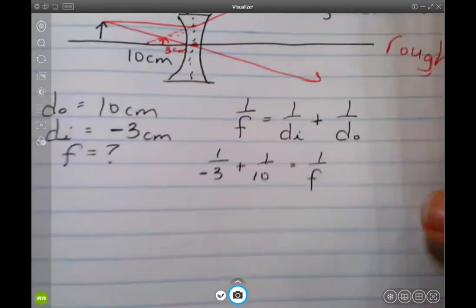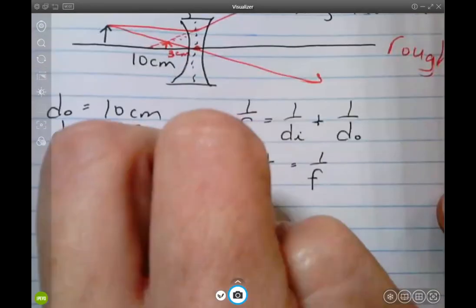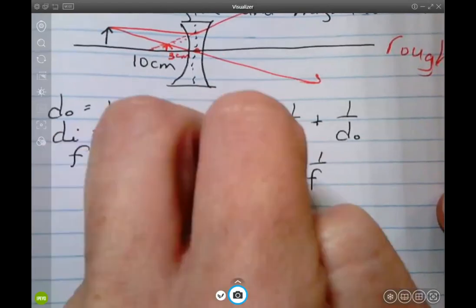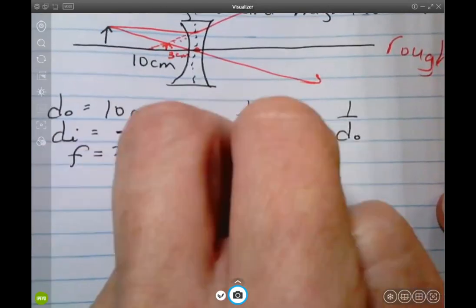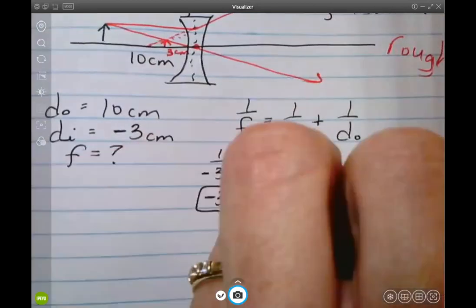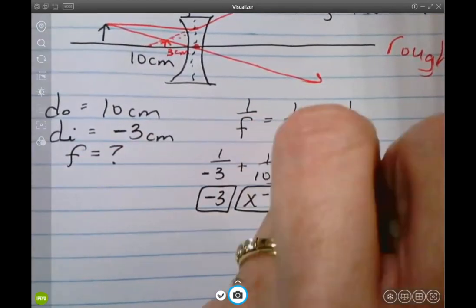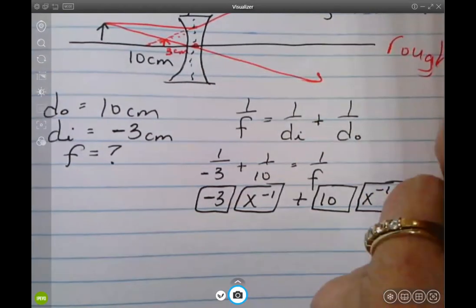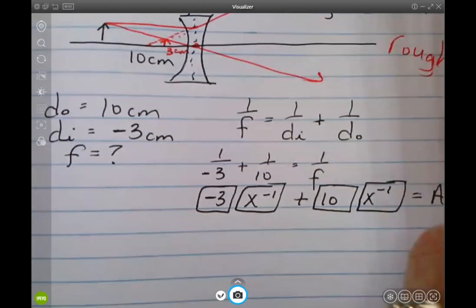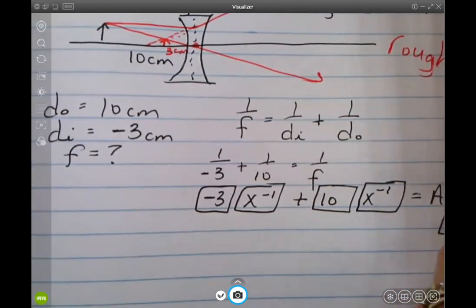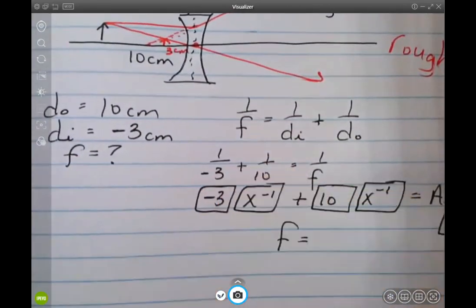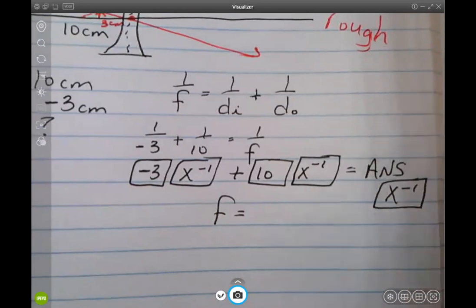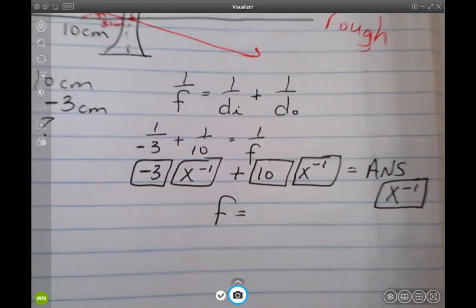You're going to put in your calculator -3, x to the -1, plus 10, x to the -1, equals answer. And then you have to do x to the -1 of the answer. So what are we getting for our focal length? Yes. Excellent. What's your unit?